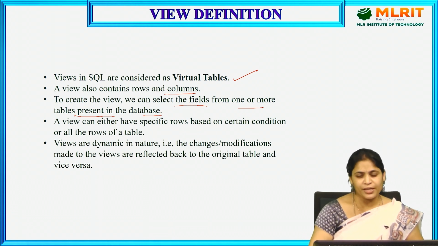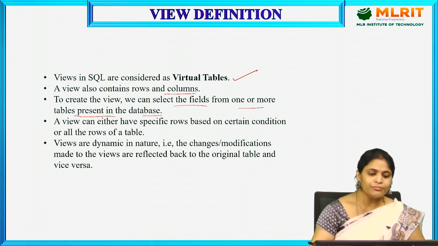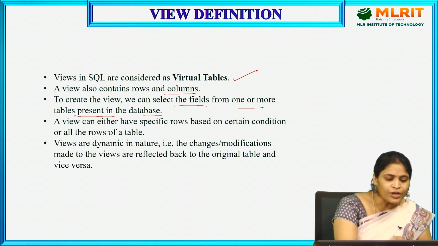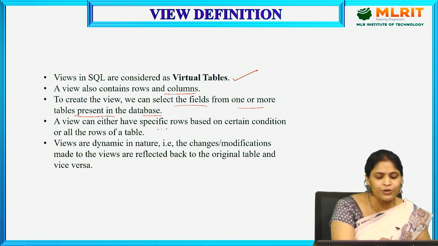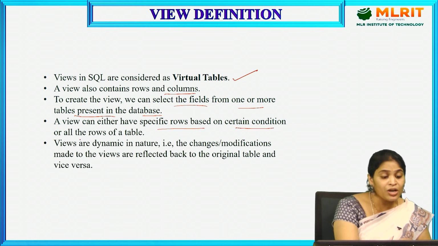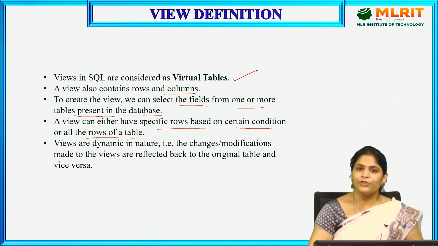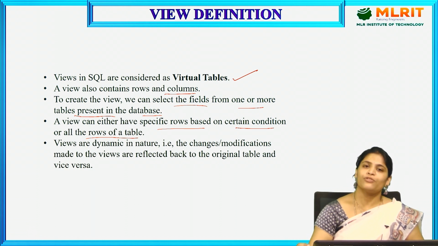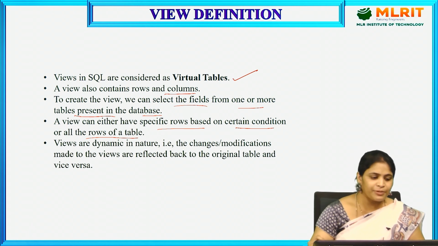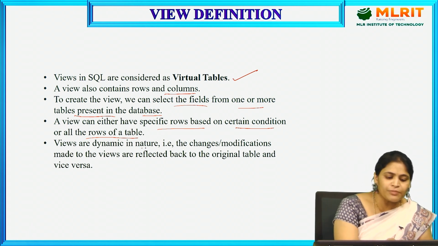A view can be created from a single table or a view can be created from multiple tables, one or more tables also. So, a view can either have specific rows based upon certain condition or all the rows of a table. Basically, view can be considered as a part of a table. So, a view can consist of set of all rows from the table or else some of the rows from the base table.